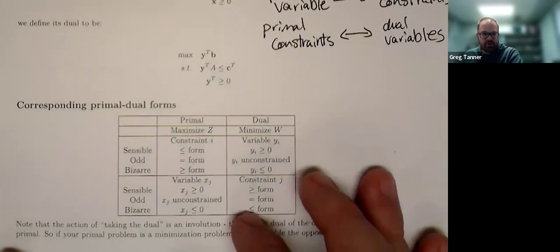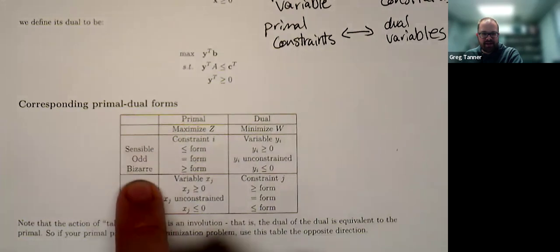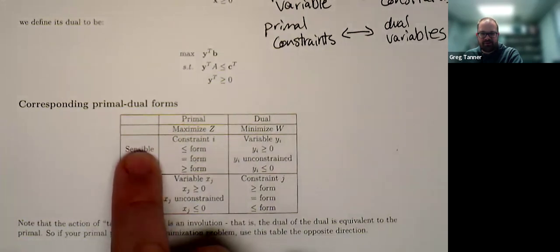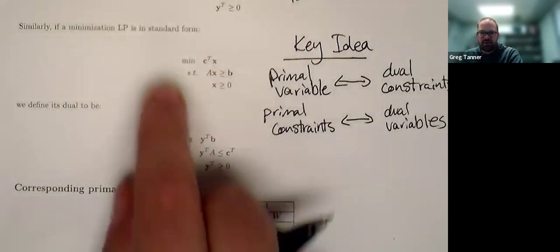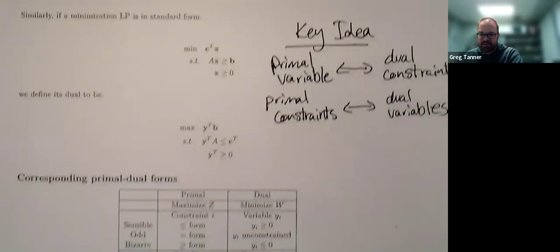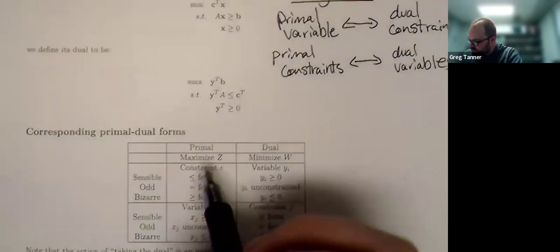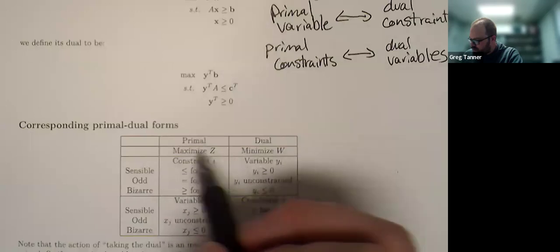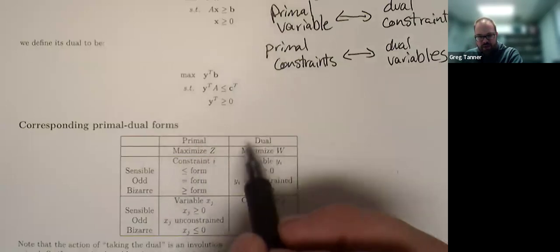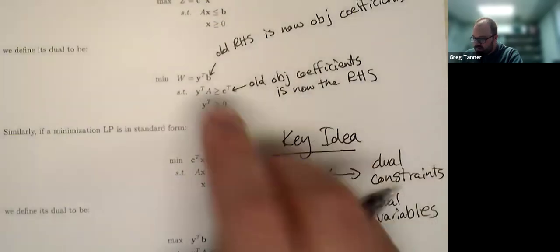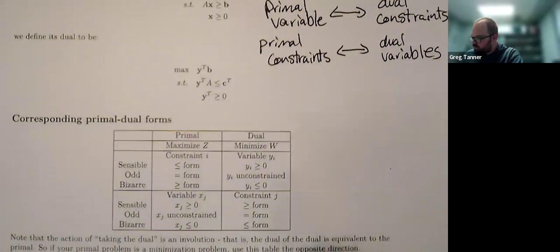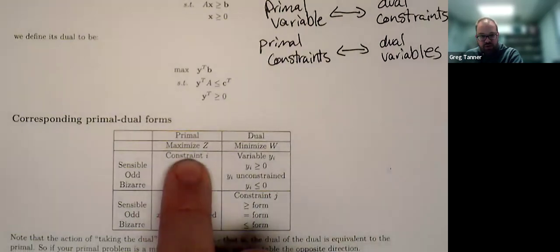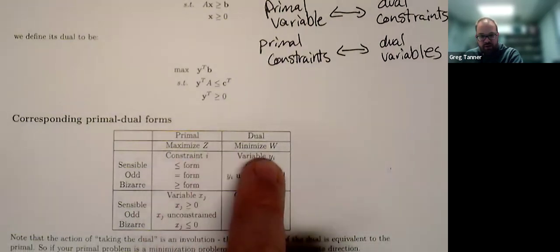So here's a nice table. Your book has this kind of naming criteria of sensible, odd, bizarre. So I sort of wrote these out assuming that we've got everything in standard form, but that's not always the case. And so in your primal, if you're maximizing, then you're minimizing. Yeah, we've called this W for the objective for the dual problem. Then each constraint corresponds to a dual variable.